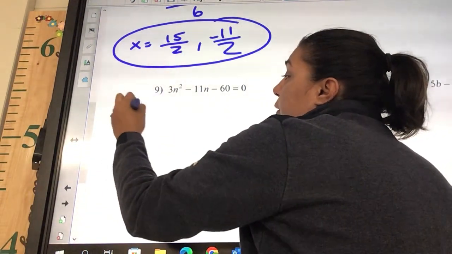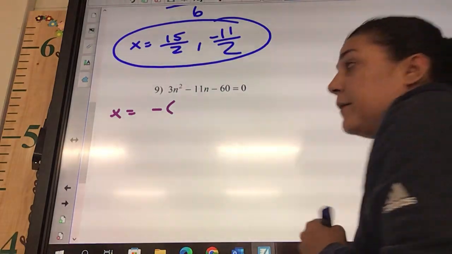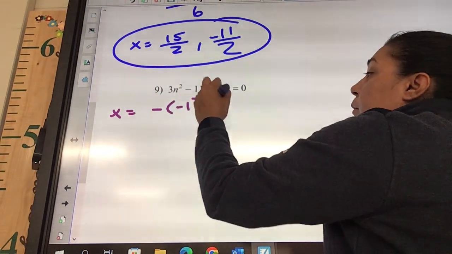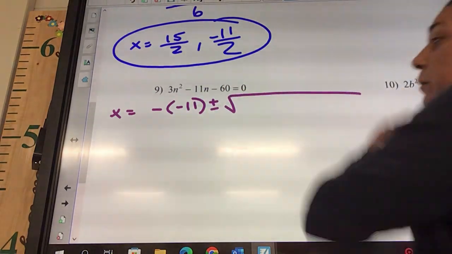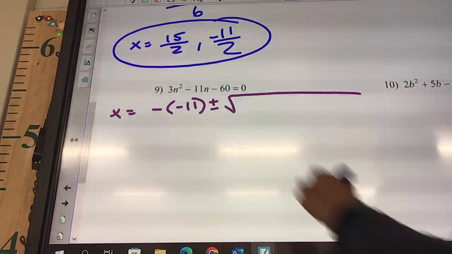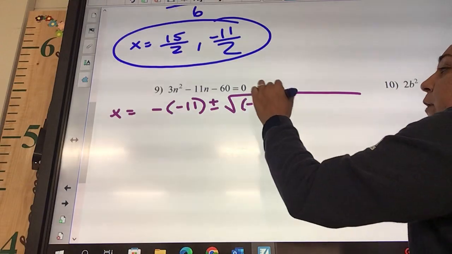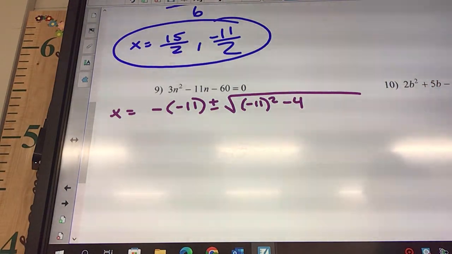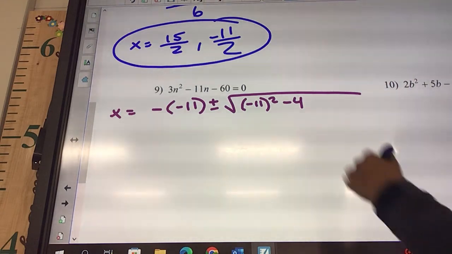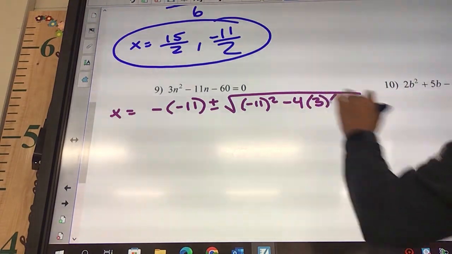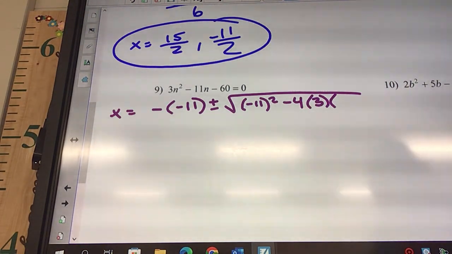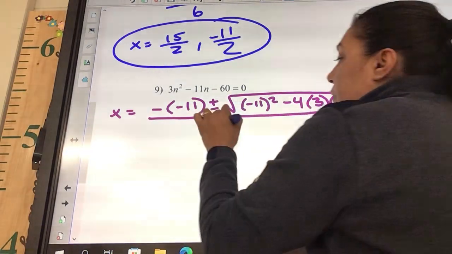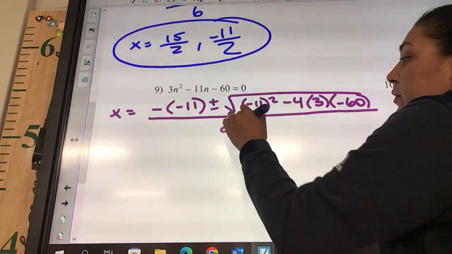Okay, we got x equals negative. What is my b? My b is negative 11 plus or minus the square root of b squared, so negative 11 squared, minus 4 times my a. What's my a? 3, times my c, negative 60, all over 2 times my a, which is 3.